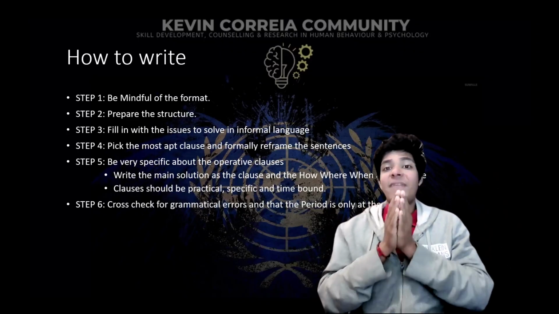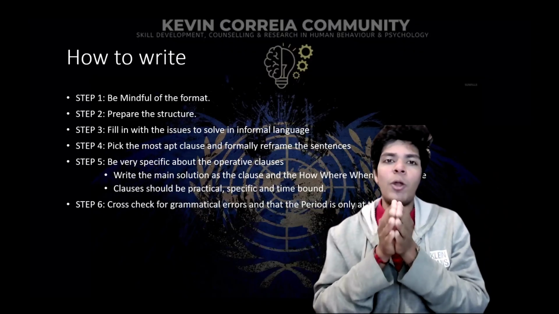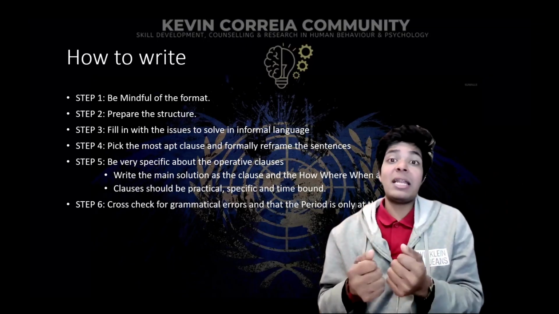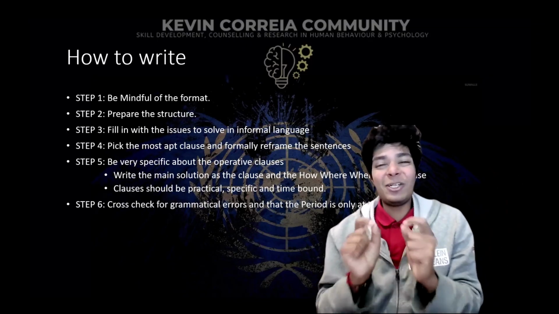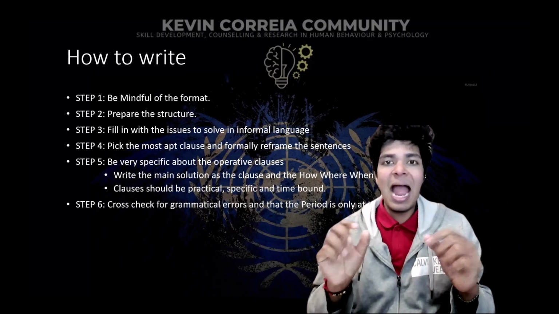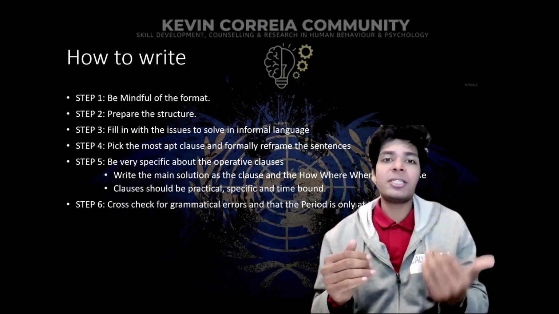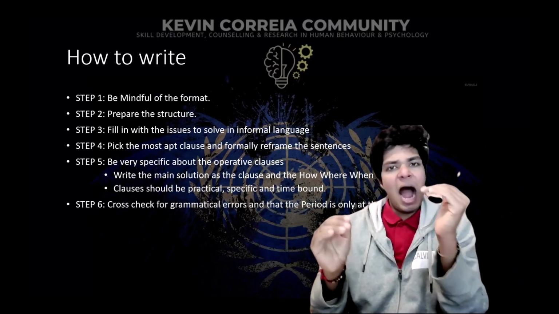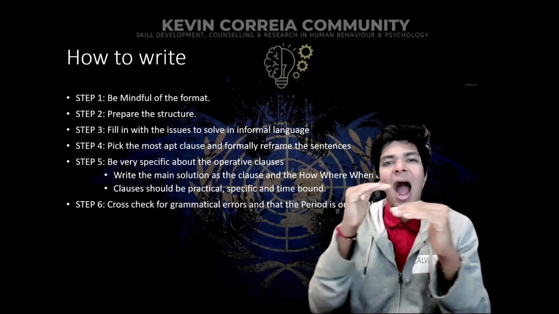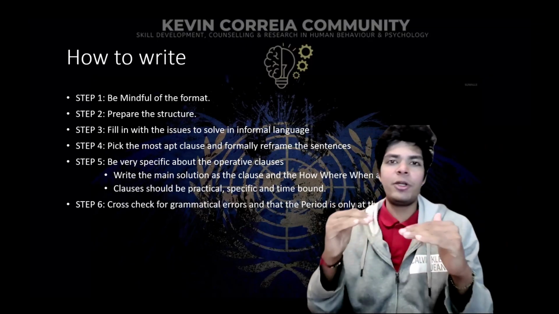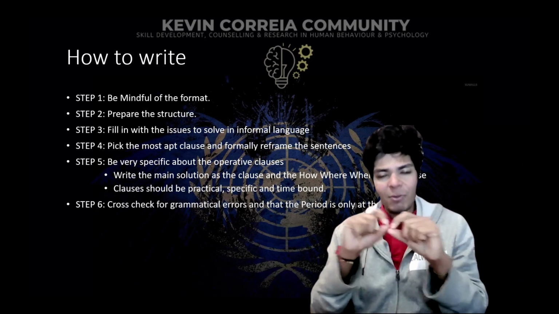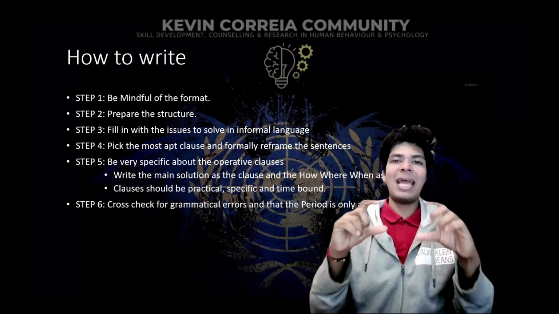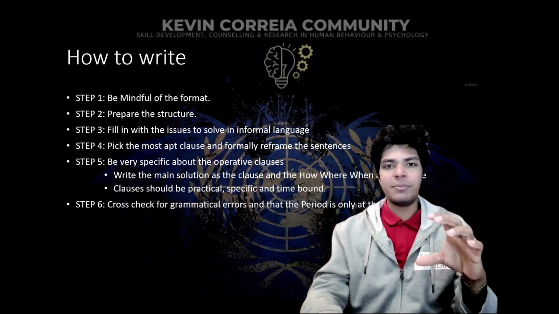Now, be very specific when you're going to make your operative clauses. Why? Because operative clauses are solutions, right? So they need to be very specific. And operative clauses allow for sub clauses. So your first clause should be your main operative clause. After that, you go on to explain how you're going to do it, where you're going to do it, when you're going to do it, and what your timeline is like. So all these are very important to mention as your sub clauses.